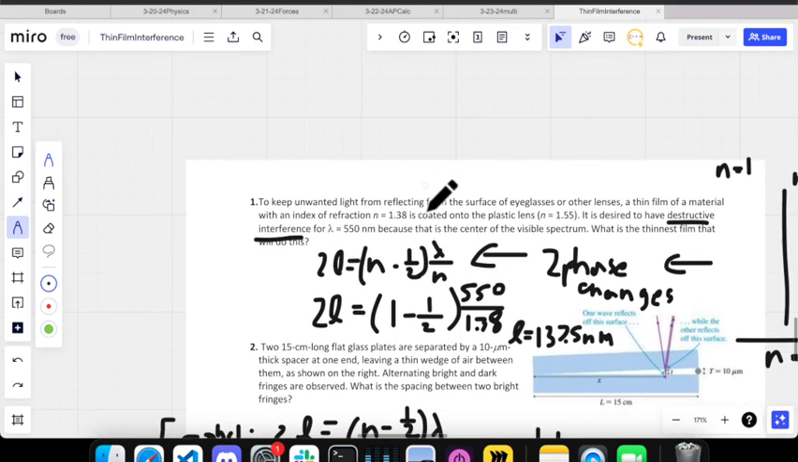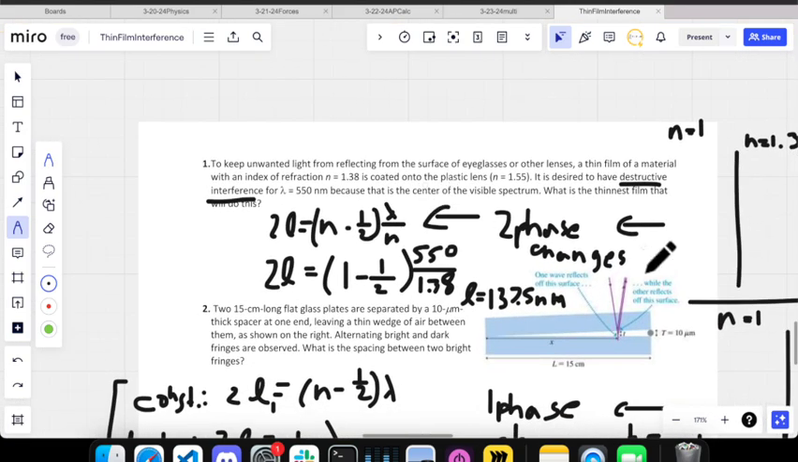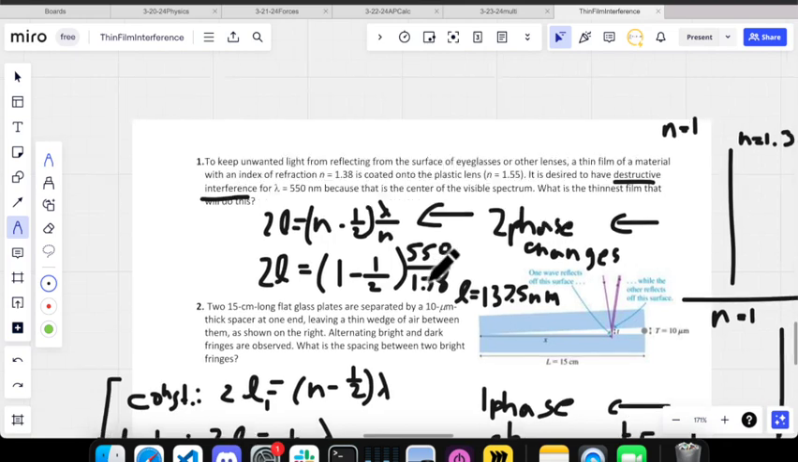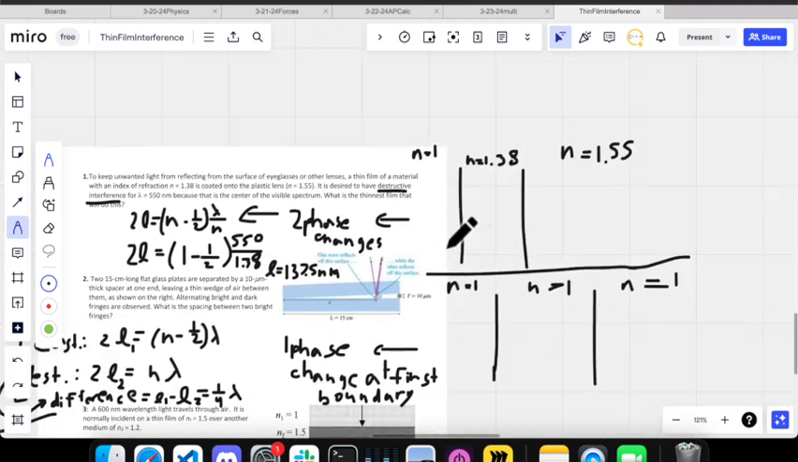So for this first one, to keep unwanted light from reflecting from the surface of eyeglasses or other lenses, a thin film of a material with an index of refraction n equals 1.38 is coated onto the plastic lens, n equals 1.55. It's desired to have destructive interference for a wavelength of 550 nanometers because that is the center of the visible spectrum. What is the thinnest film that will do this? So as usual with any physics problem, draw the situation.